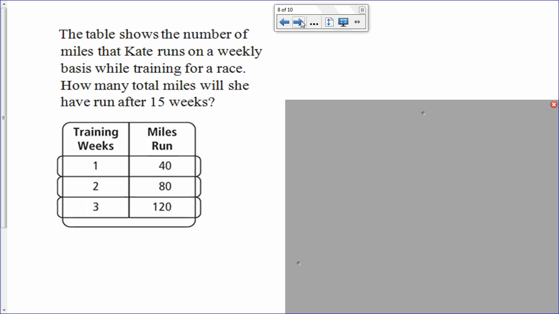The table shows the number of miles that Kate runs on a weekly basis while training for a race. How many total miles will she have run after 15 weeks? Well, again, here's our training weeks. Here's her miles that she ran. Do we really want to keep doing this all the way down to 15? No. Write an equation. It's the easiest way. It tells you 1 week for 40 miles. That's your unit rate. So it should be pretty easy for you to come up with an equation for this and solve it. I'll give you a moment. Stop the tape, and then come back and see how you did.